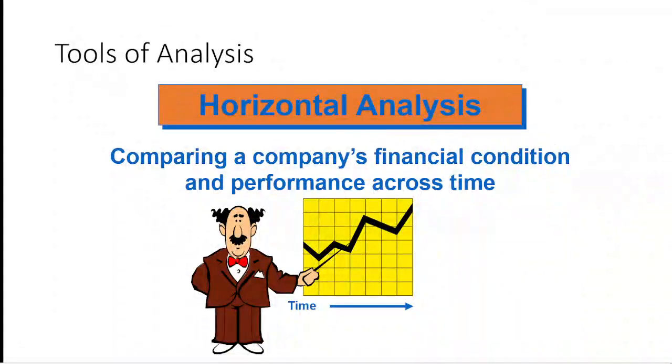Now, the tools of analysis are three tools, as we can say. One is horizontal analysis, where we compare the company's financial condition and performance across time. We will look at the previous time, right? That's why it's called horizontal, because in the financial statements, you will see horizontally year one, year two, year three, and sometimes in management accounts, we look at the budget, or the forecasted P&L, forecasted numbers to compare against the actual performance. So that's called horizontal analysis. We will look at that in more detail in a bit.